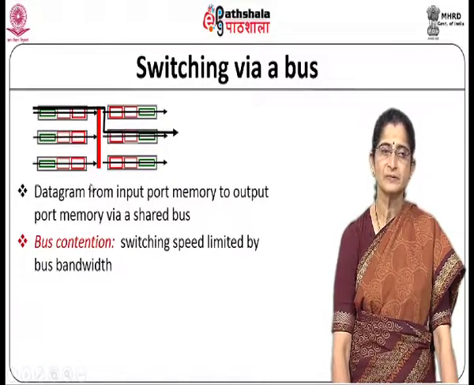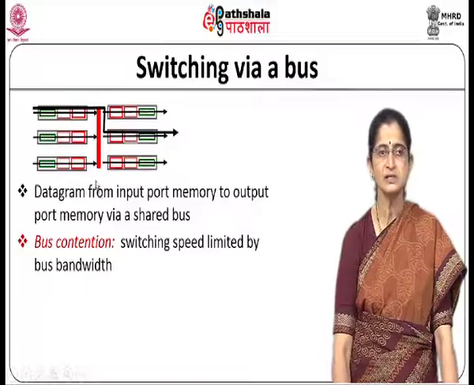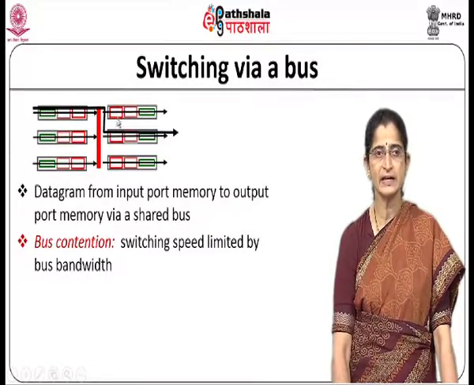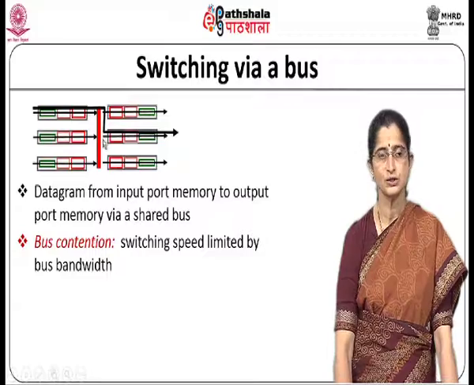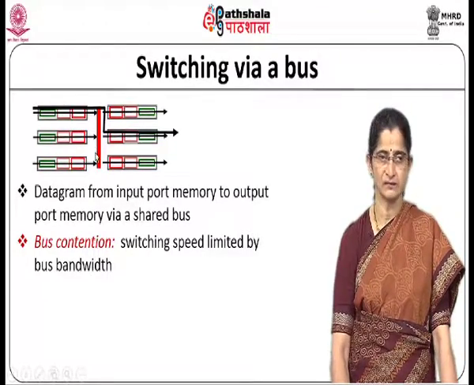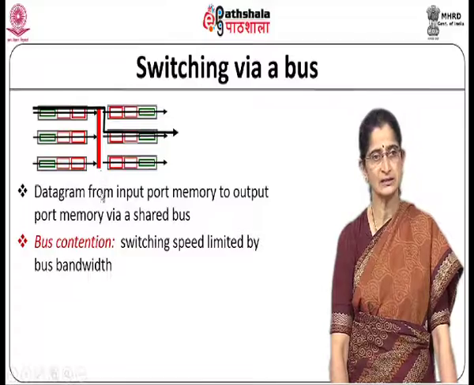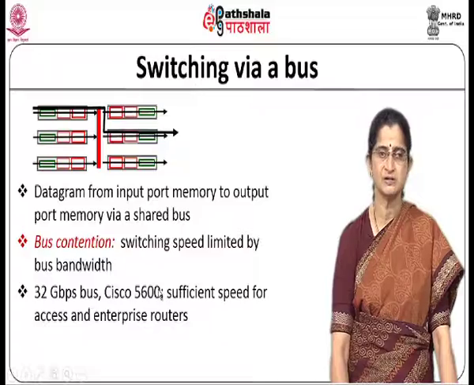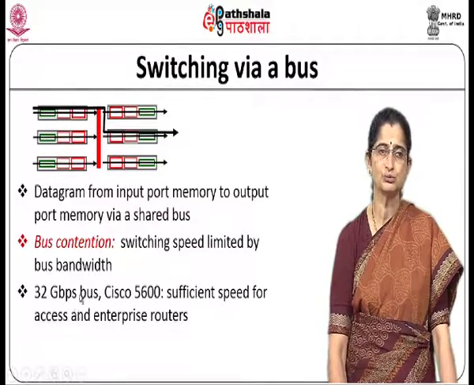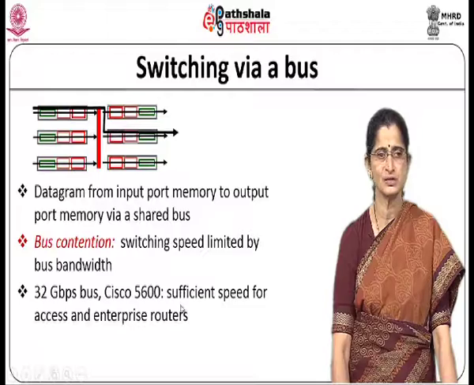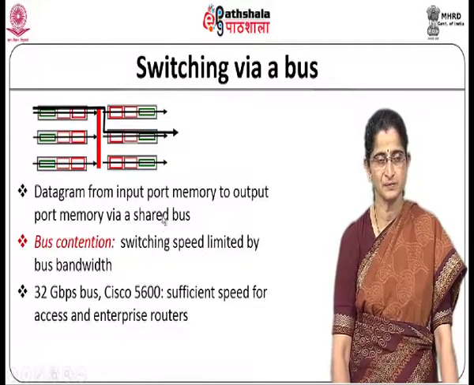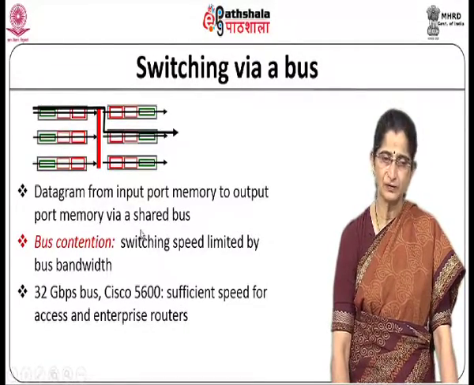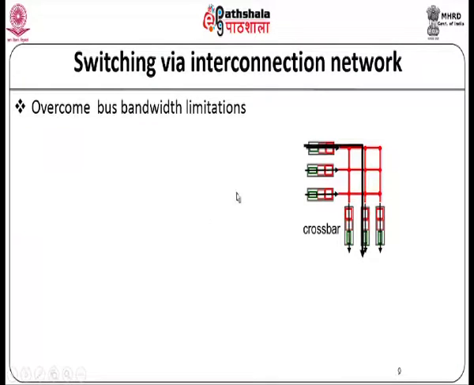So, here obviously there is a lot of bus contention that would take place, because the amount of switching that can take place will be limited by the bandwidth of the bus. So, if you have a very high bandwidth bus, that will facilitate faster switching, but if the bandwidth of the bus is lower, then the rate at which the switching gets done will be slow. When you had these earlier Cisco 5600 kind of series of routers, they were able to work with about a 32 Gbps bus, which was sufficient at that time for access and enterprise routers, and now of course we go for faster interconnection networks. So, next is switching via interconnection networks, typically a crossbar kind of network.